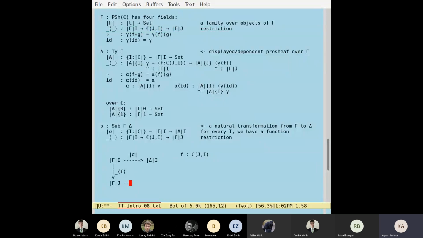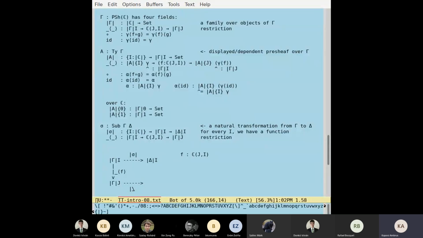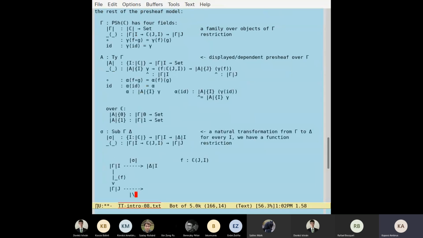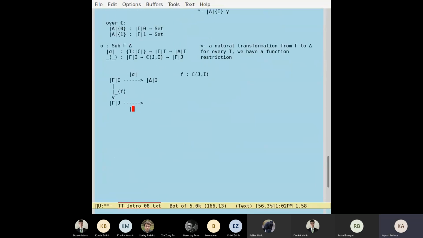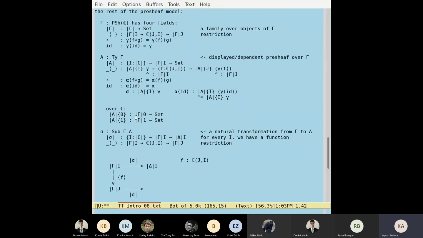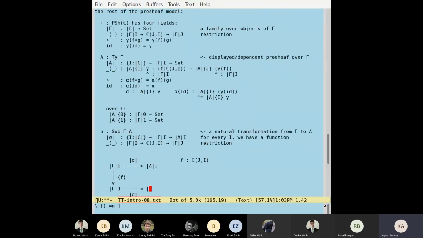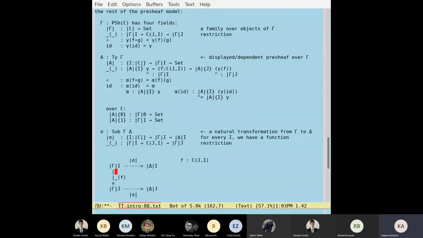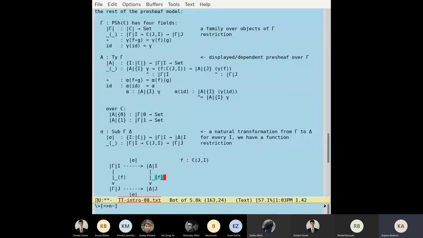Okay, but now I can also apply sigma on this gamma j, right? Because sigma works for every I, so it works for gamma I, and it works for gamma j as well, and then I get a delta j. I can use this restriction also for delta, so I can go down here with restriction at delta, right?